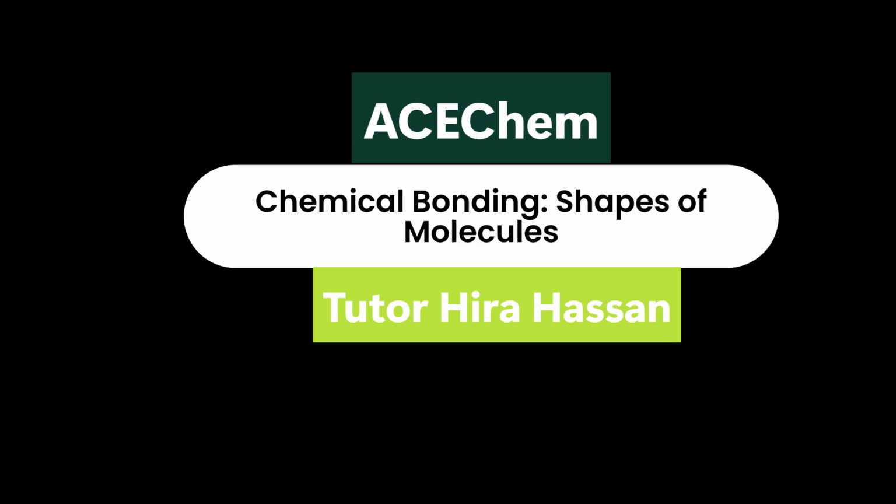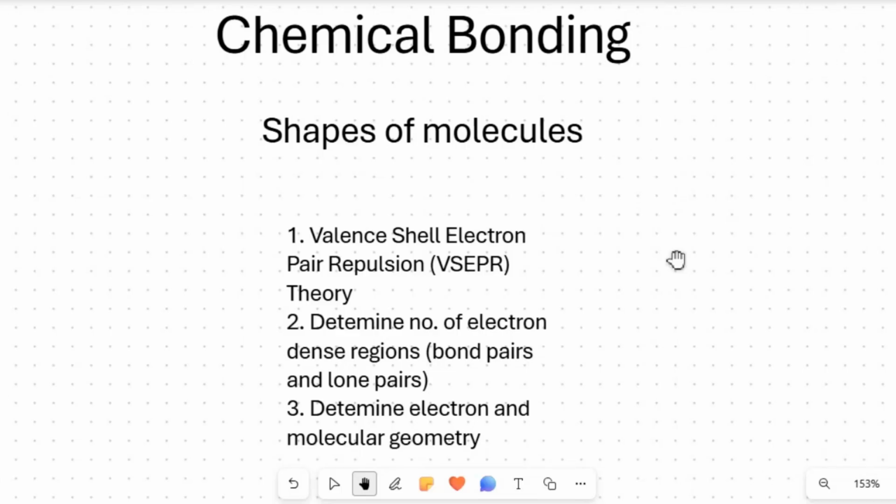Covering chemical bonding from the AS level syllabus. We'll be looking at the shapes of molecules. The concept that is involved here is known as valence shell electron pair repulsion theory.